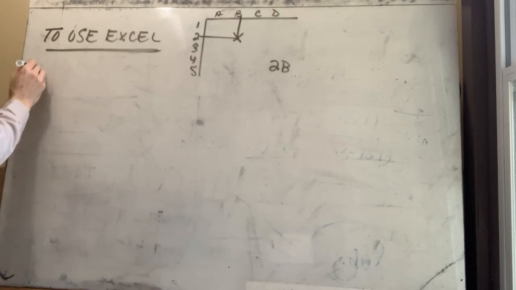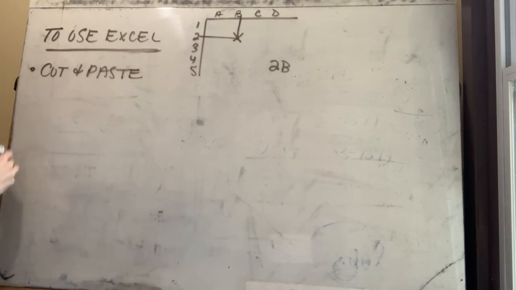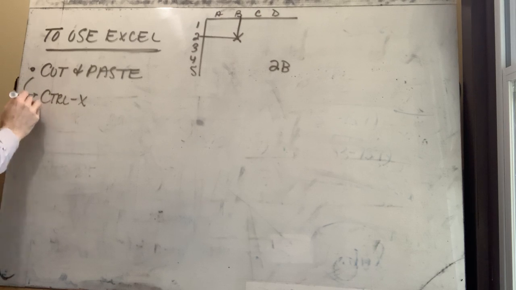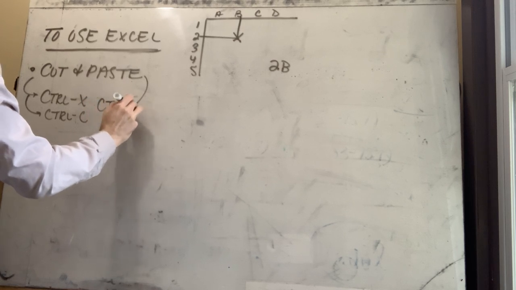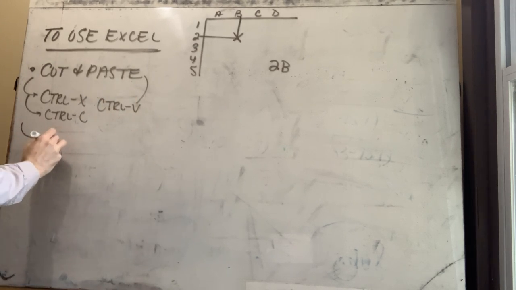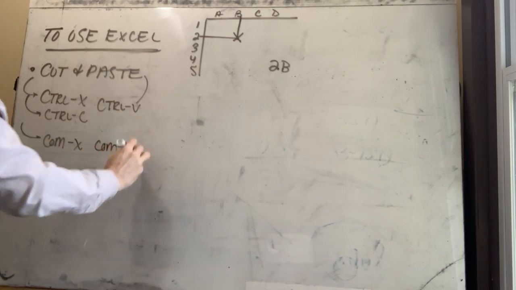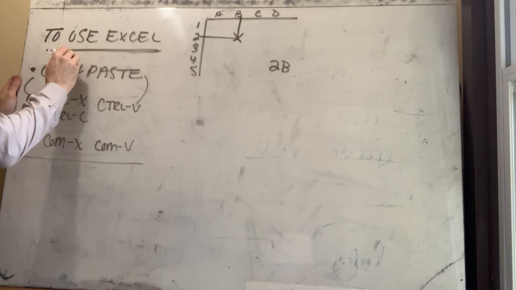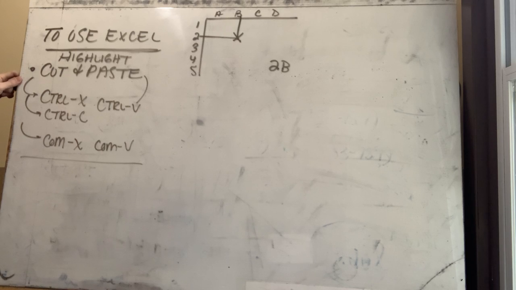right? Anyhow, if you know how to cut and paste, you're also ahead of the game. If you're using a Microsoft PC computer, Control X, or Control C if you just want to copy. And if you want to paste, it's Control V. If you're on a Mac, it's Command X, and so forth, Command V. That's and highlighting. If you know how to highlight, cut, and paste, you're already ahead of the game.